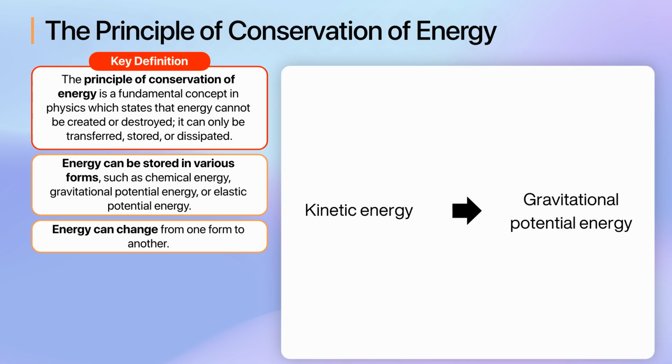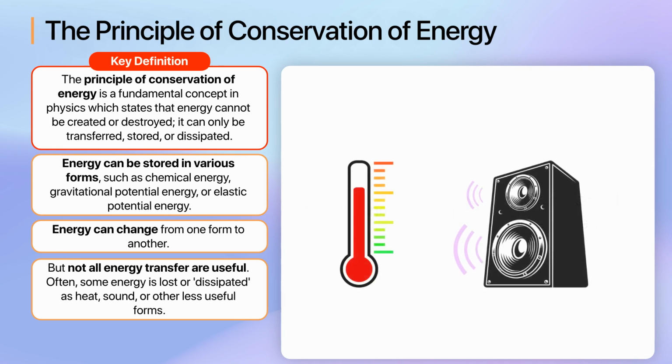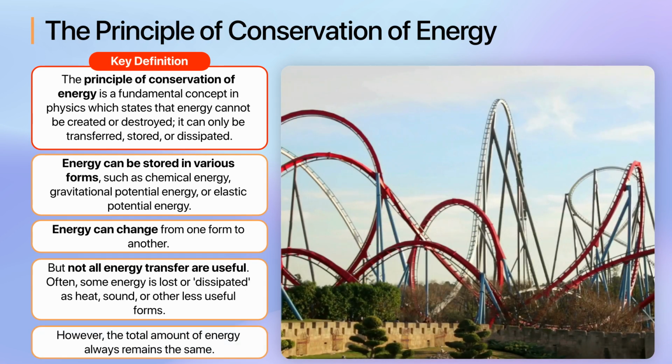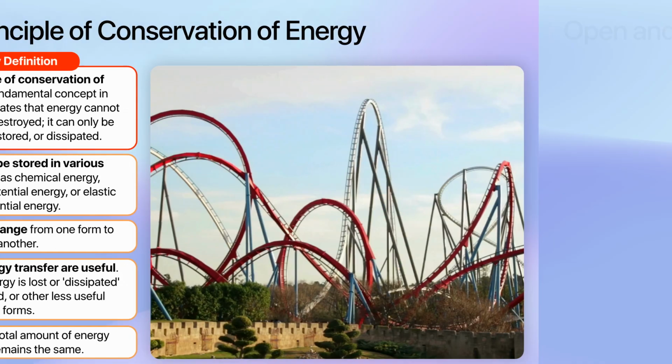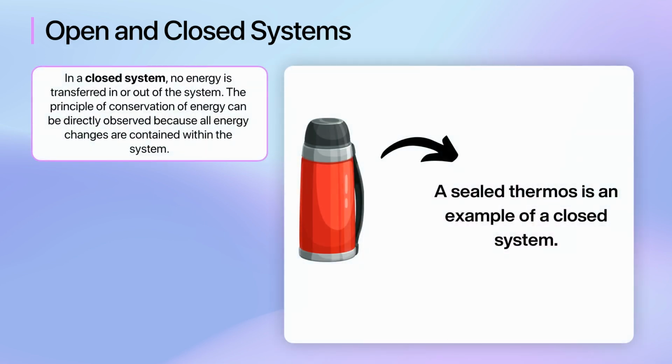As mentioned in the previous lesson, not all energy transfers are useful. Often, some energy is lost or dissipated as heat, sound, or other less useful forms. However, the total amount of energy always remains the same. With this established, we can flesh out the principle of conservation of energy for both open and closed systems. In a closed system, no energy is transferred in or out of the system. The principle of conservation of energy can be directly observed because all energy changes are contained within the system.